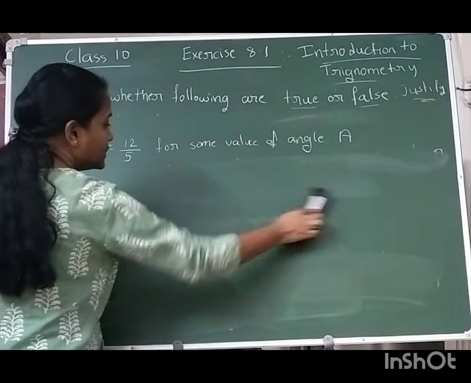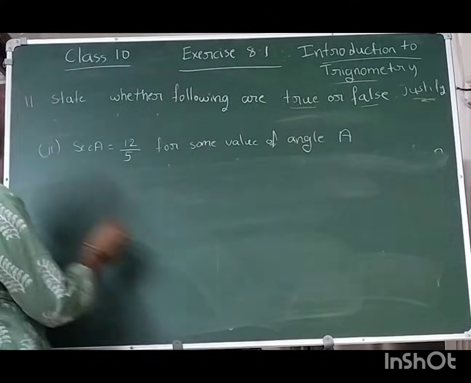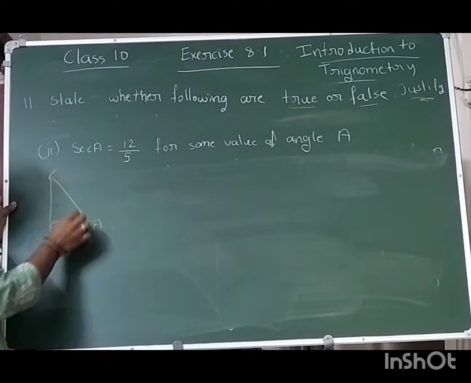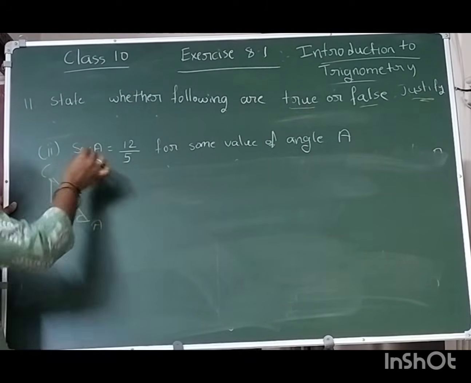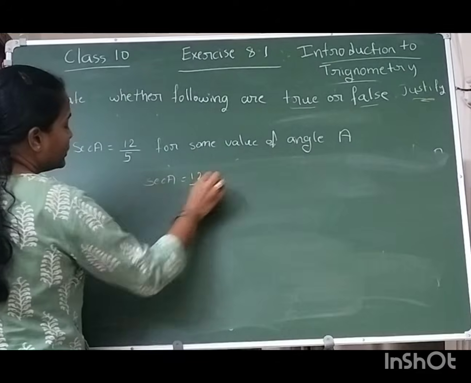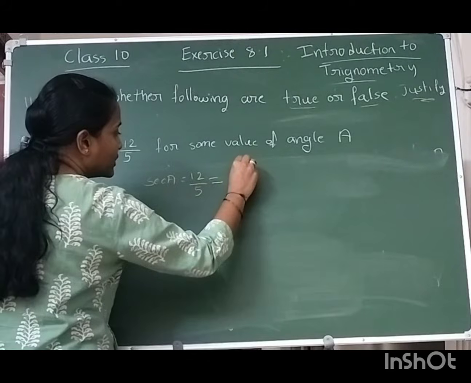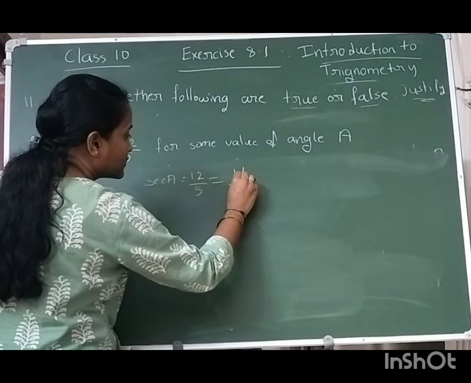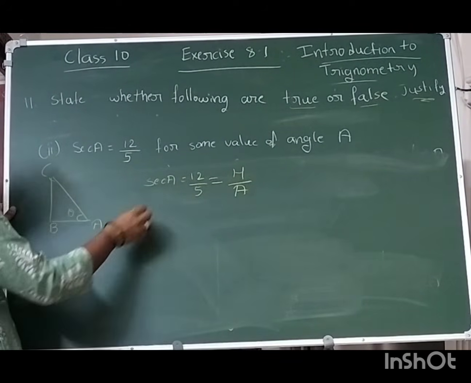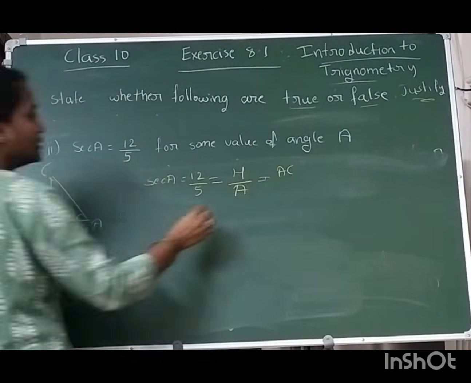Let's move to question number 2. Secant is 12 by 5 for some angle A. So consider a triangle ABC with angle as A. So given secant A is equal to 12 by 5. So we know that secant A is given by the ratio of hypotenuse to the adjacent side. So what is the hypotenuse here? It is AC and adjacent is AB.